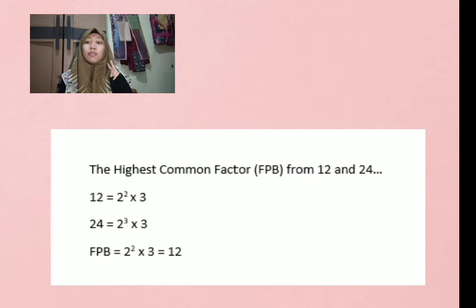Number 2, find the FKB of 12 and 24. First, we know that the factorization of 12 is 2 raised to 2 times 3, and of 24 is 2 raised to 3 times 3. So the FKB of 12 and 24 is 2 raised to 2 times 3 equals 12.